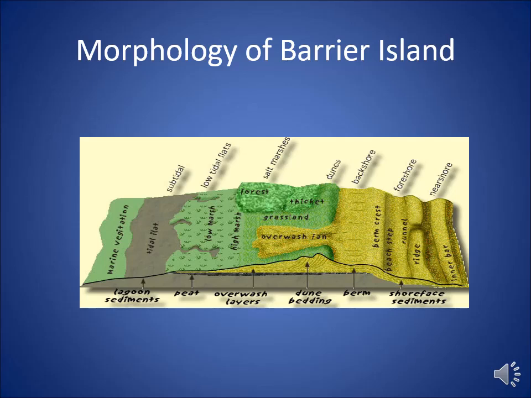Overwash is important because it is one mechanism for adding more sand to the island, and it is also a mechanism that facilitates the migration of the island towards the mainland. And then if you look at the marsh, you can see that it's divided into a high marsh and a low marsh, and this has to do with the tidal range and the types of plants that are found in each area.